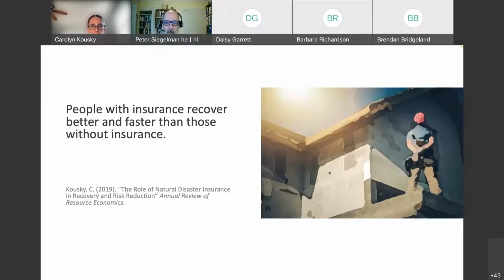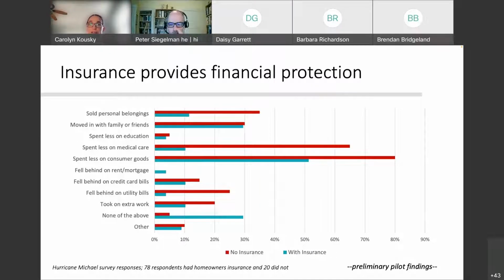I mentioned we were doing these sort of surveys after hurricanes. We also see the protective role that insurance plays for people in that. So this is just some preliminary pilot findings after Hurricane Michael, but they kind of demonstrate this point I want to make about all the benefits that insurance provides in terms of recovery.